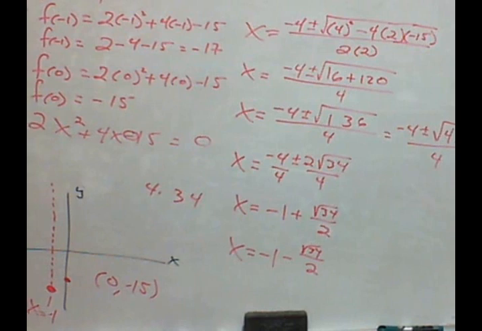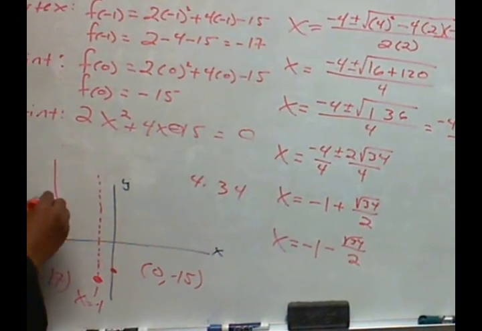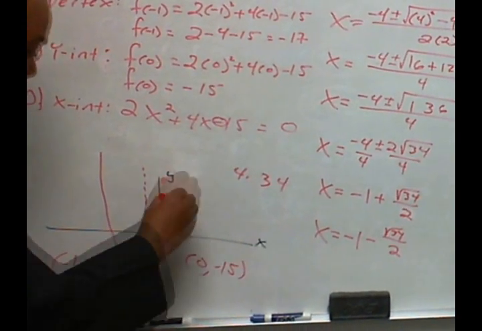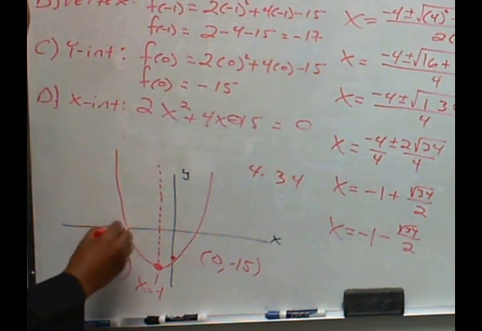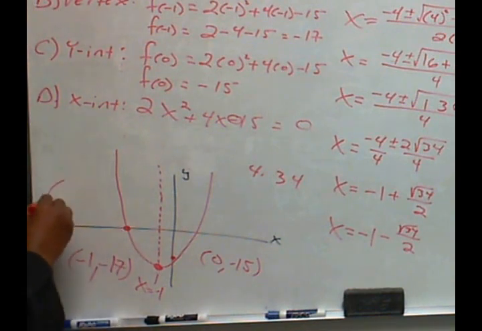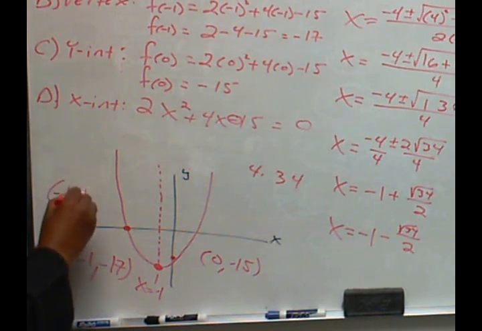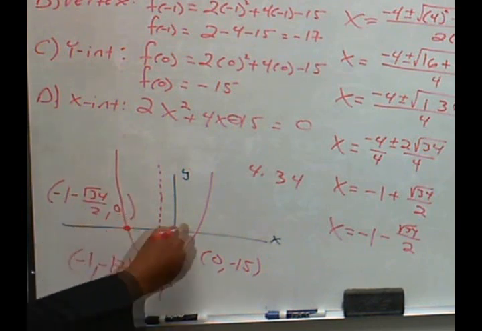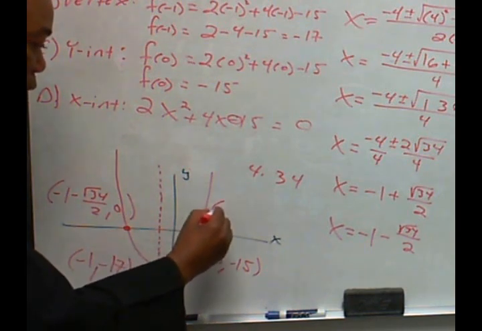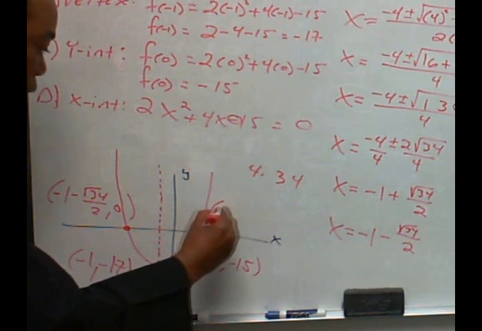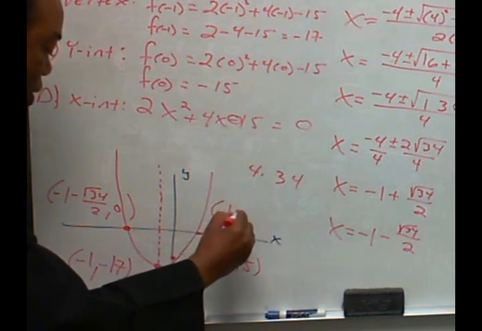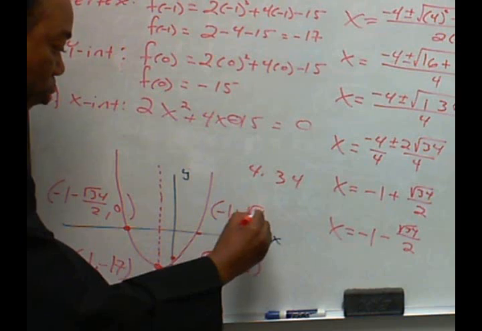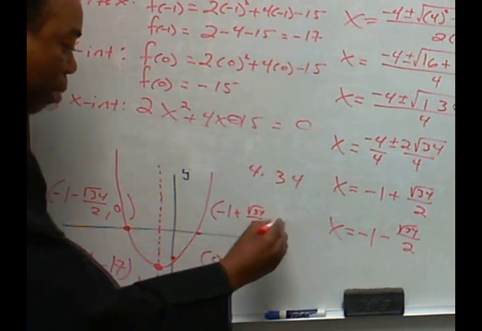Okay, so let's draw in our parabola. And now we'll put in our x-intercepts. This x-intercept will be -1 minus square root of 34 all over 2, comma 0. This x-intercept will be -1 plus square root of 34 divided by 2, comma 0.